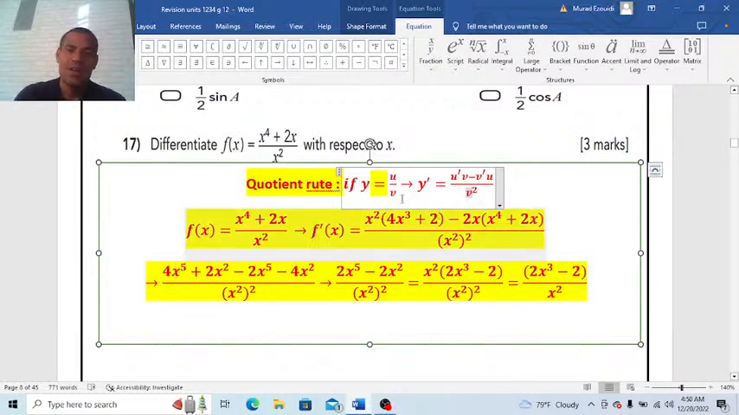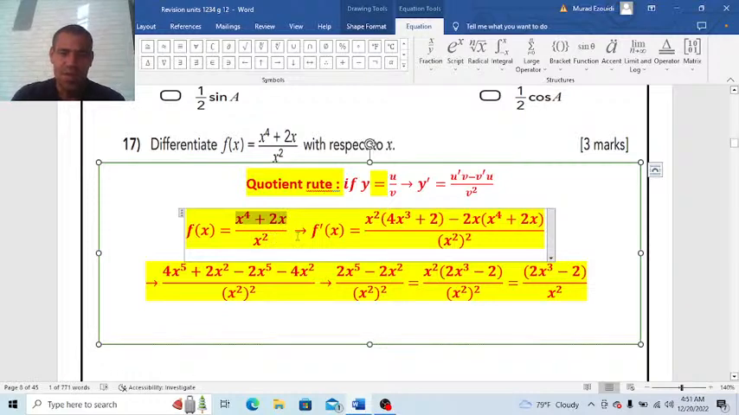Here you are going to suppose that u is x to the power 4 plus 2x, and v is x squared. So v squared is x squared all squared, meaning x to the power 4, and then it's easy to simplify by the common factor, which is x squared. Above the division is u dash multiplied by v minus v dash multiplied by u. Just calculation, you will find the answer.